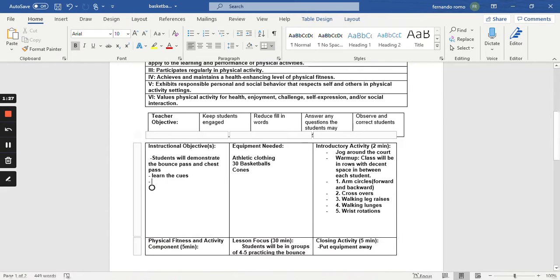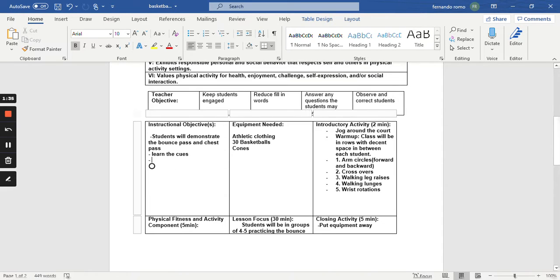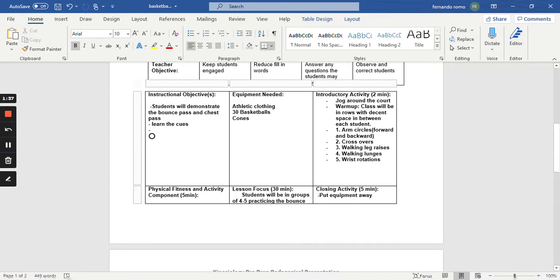Teacher objectives: keep students engaged, reduce fill-in words, answer any questions the students may have, observe and correct students. Instructional objectives: students will demonstrate the bounce pass and chest pass and learn the cues. The equipment needed is athletic clothing, 30 basketballs, and cones.